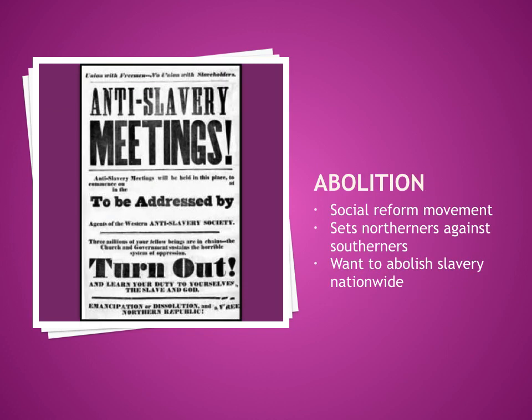Abolition. Abolition was a social reform movement started by people in the North who wanted to abolish slavery across the country. While not all Northerners believed this was a good idea, nevertheless, the Southerners saw it as an act of aggression against their way of life. This resulted in the growing tension between the North and the South.